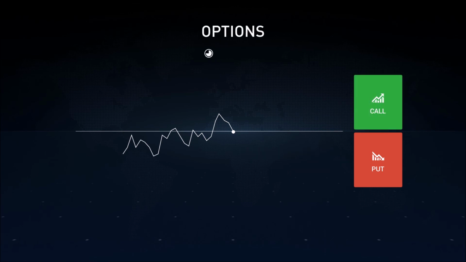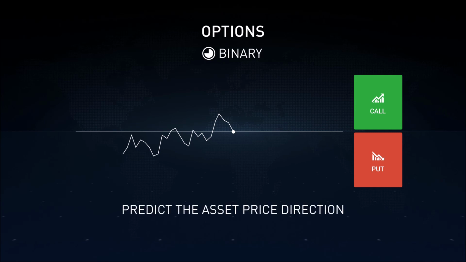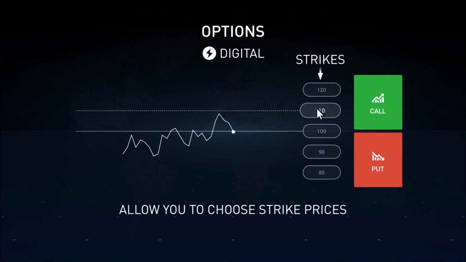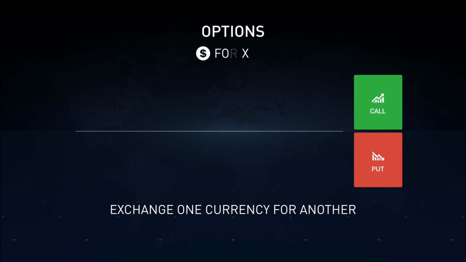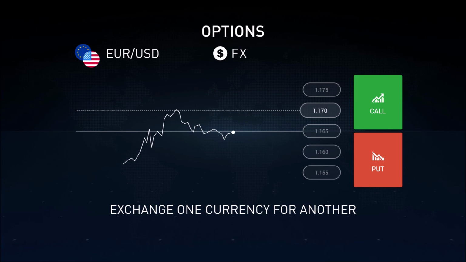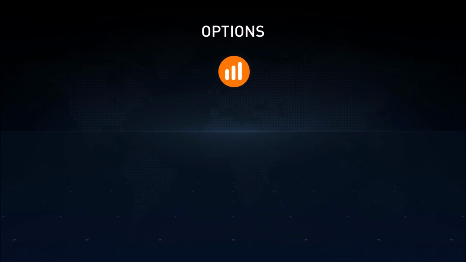Options is a popular trading instrument that has many variations. If you choose binary options trading, you should predict the asset price direction, whether the price will go up or down compared to the opening price. Digital options allow you to choose strike prices, thus managing your risks more efficiently. Foreign exchange options, or FX options, give you the right to exchange one currency for another at a preset exchange rate at a specified moment in time in the future. FX options have strike prices like digital options. On our platform, you can trade binary options, digital options, and FX options.